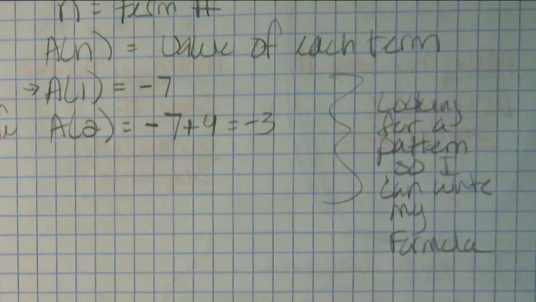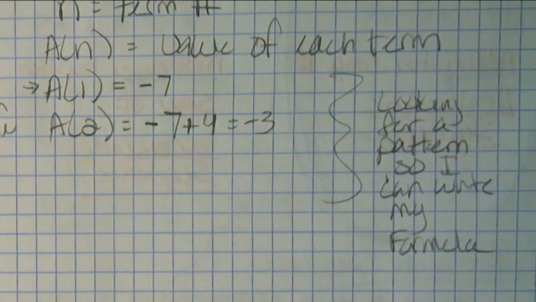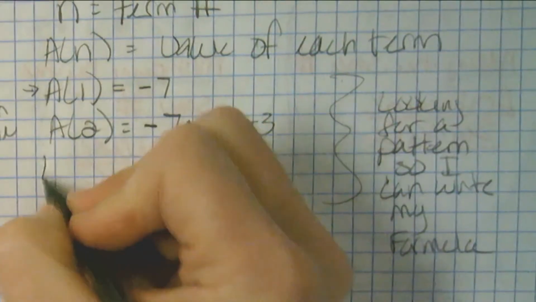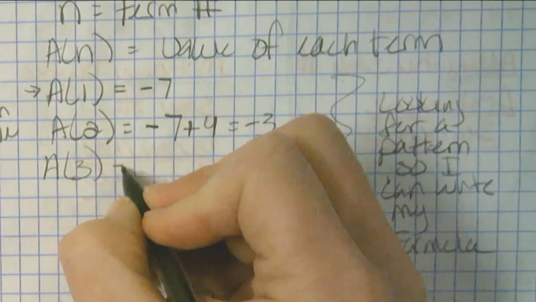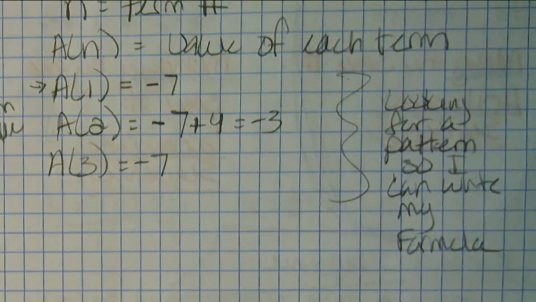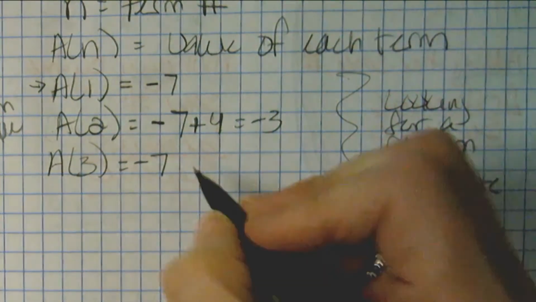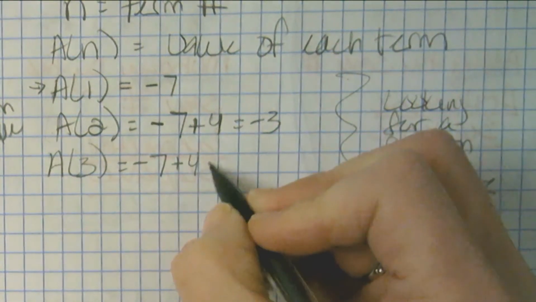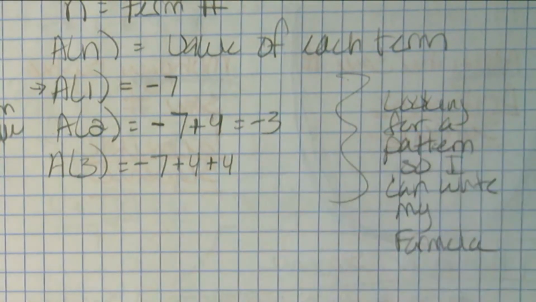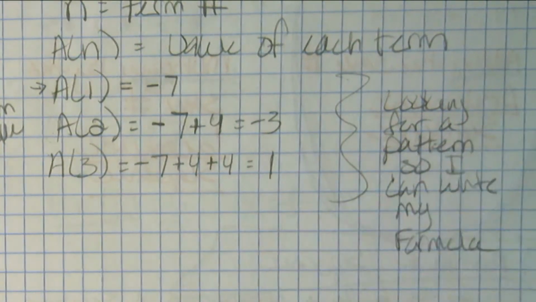So I'm looking for a pattern so I can write my formula. Again, you're not doing this every single time, but I want you to understand where it comes from. All right, so my third term, what did I do to -7 to get my third term? Colin? How many times? So I added 4, and then I added another 4. This gives me a +1.